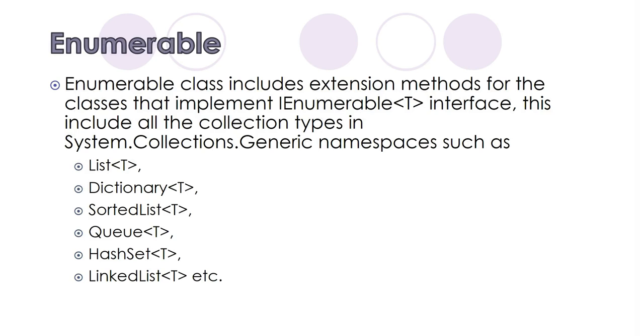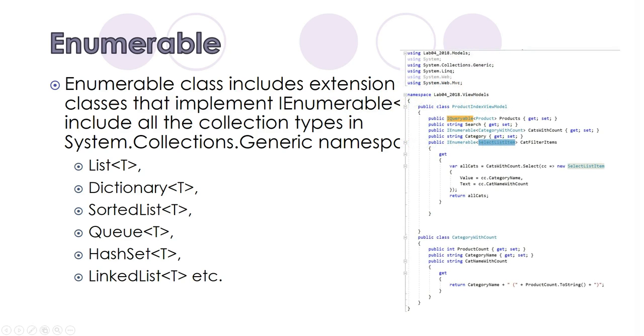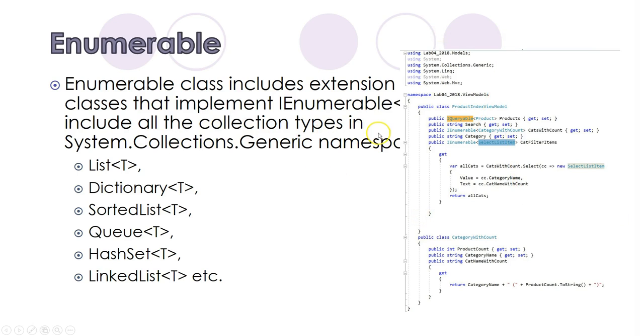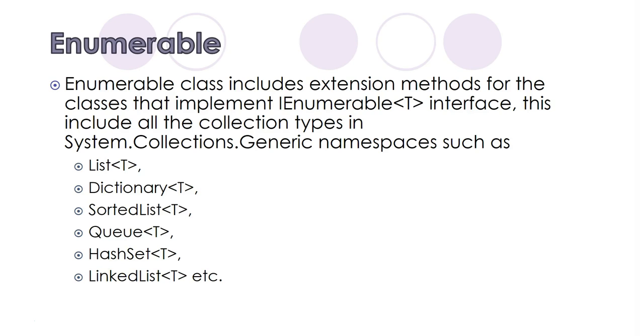What is Enumerable? The Enumerable class includes extension methods for the classes that implement the IEnumerable interface. IEnumerable<T> means that there is a type coming in here, any class or type. This includes all the collection types in System.Collections.Generic, such as List, Dictionary, SortedList, Queue, HashSet, and LinkedList. They're all types that can be implemented using the IEnumerable interface.